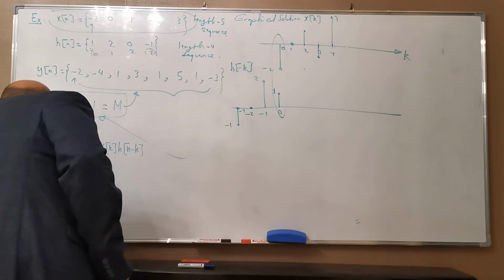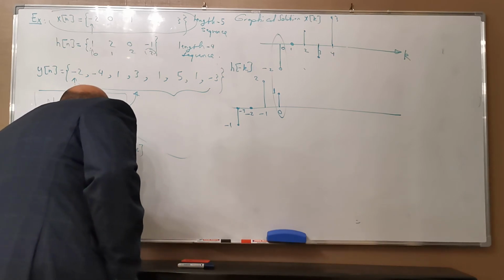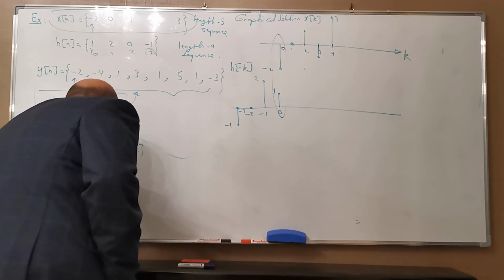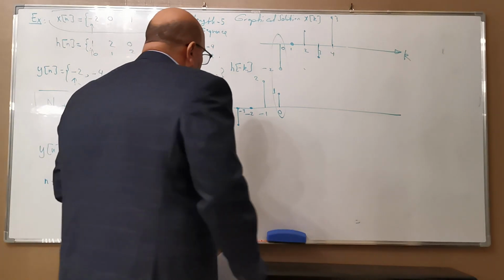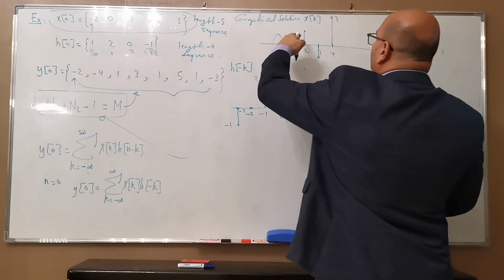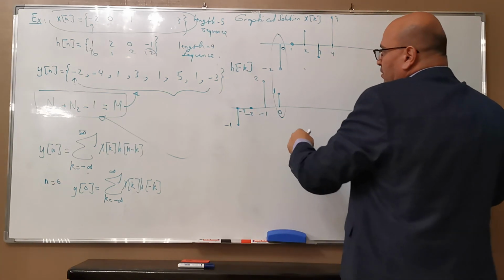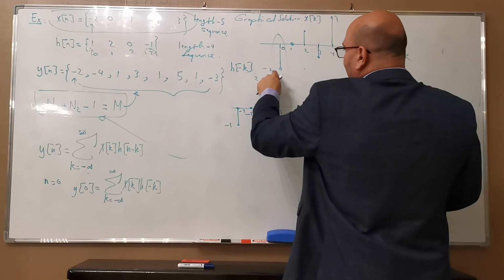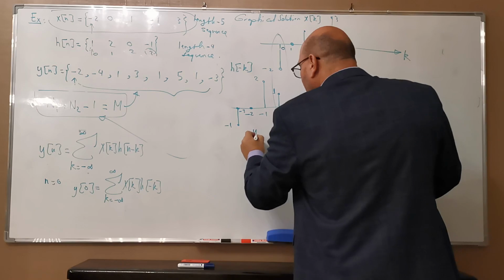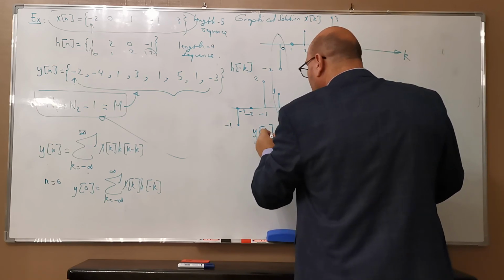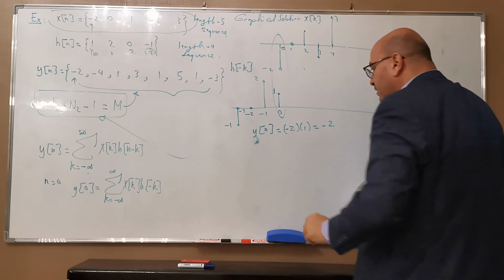So for n equals 0, y of 0 is equal to the summation from k equals -infinity to infinity, x of k, h of minus k. If we look at this, this is the multiplication, x of k times h of minus k, and do the summation. The only non-zero sum is the multiplication of this. So y of 0 is equal to the only -2 times 1, which is equal to -2.